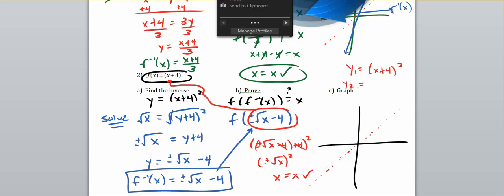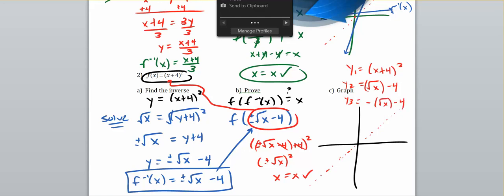inverse. Now, with your y2, I can't put plus or minus x in one y equation. So what I want you to do is you're going to put the square root of x, make sure you close those parentheses, and then minus 4. And then in your y3, because I can do positive square root of x minus 4 or negative, I need to put negative, then square root of x minus 4.